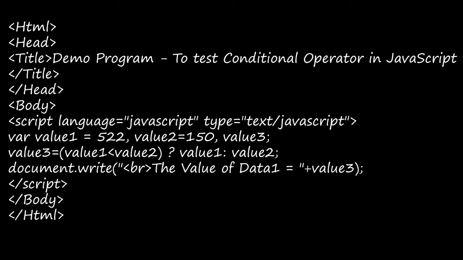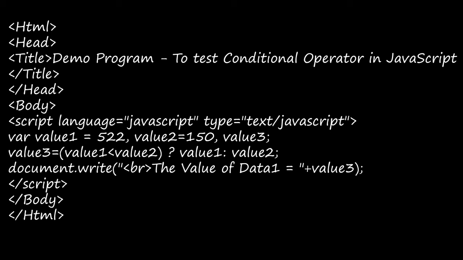Inside the body tag, the first line is where we are inserting JavaScript, right? So script language is equal to JavaScript. Type is equal to text slash JavaScript. Okay. Variable value 1 is equal to 522. Value 2 is equal to 150. And value 3. We have declared value 1, value 2, value 3. These three are variables, okay?